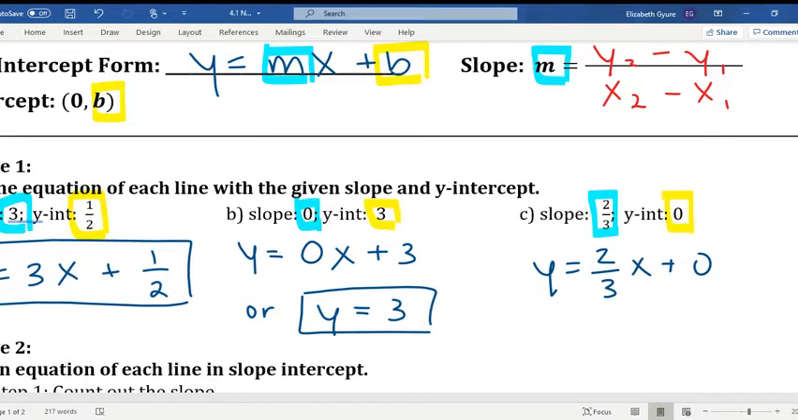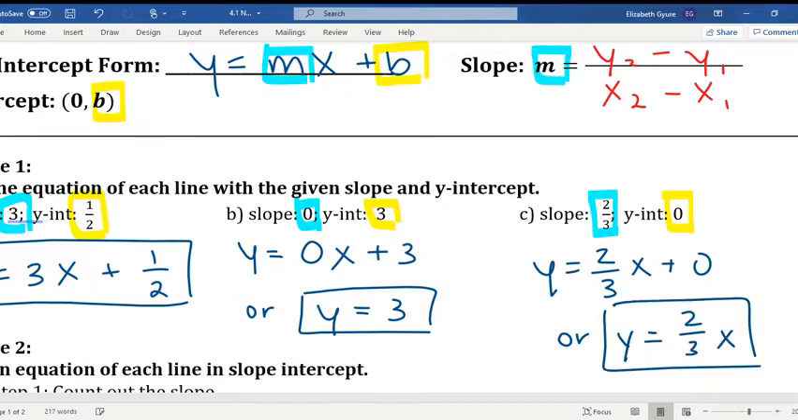Does adding or subtracting 0 matter, though? Will it change anything? Do I have to include it? Can I if I want? Sure. But you could also write this as y equals just 2/3 x. Either way that you like to see it. Means the same thing.